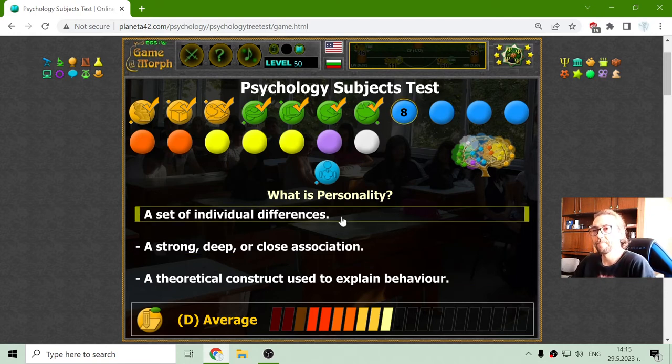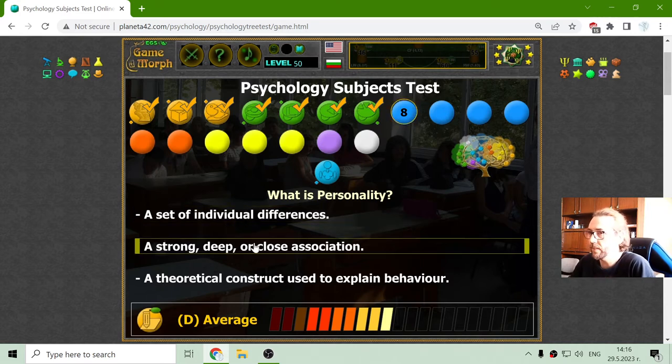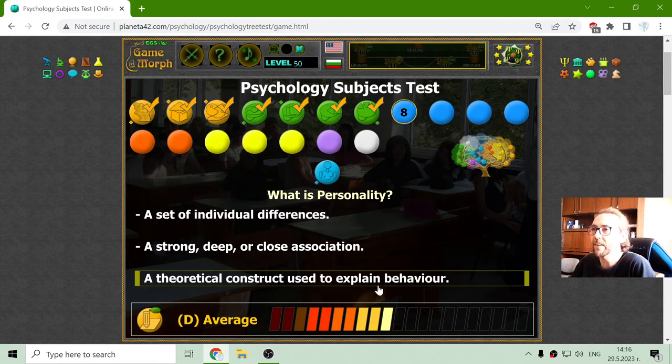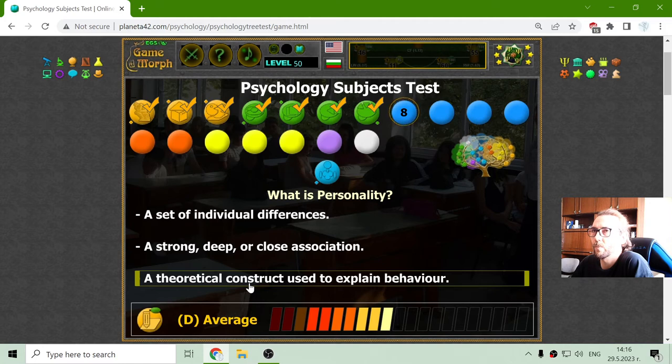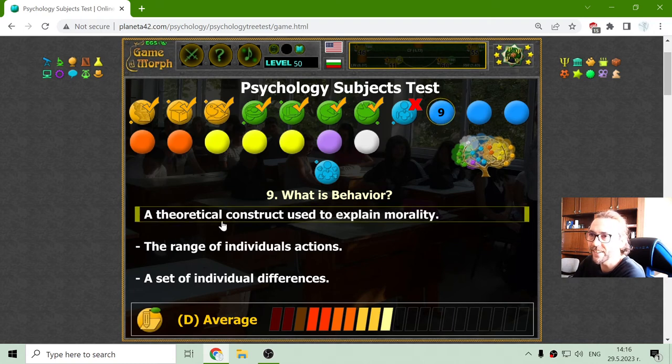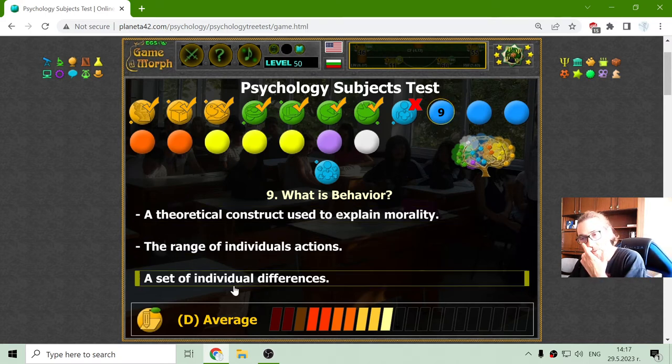What is personality? Let's see. Is this a set of individual differences? Is this a strong, deep or close associations? Or is it a theoretical construct used to explain behavior? Well, it could be the first and the last personality. But there were differences. Personality. Okay, personality can explain behavior, but I think it's the last one. No, it's the first one. This is the theoretical construct. Behavior is the theoretical construct. Yep. So the personality is the set of individual differences.